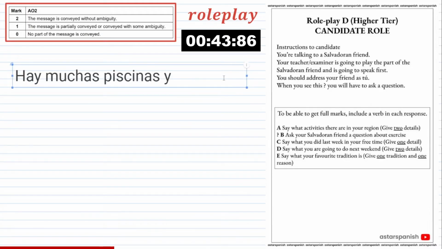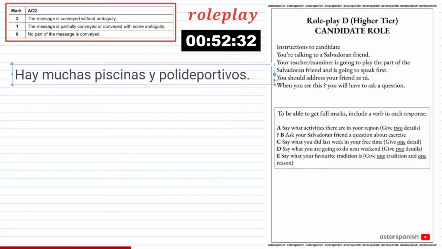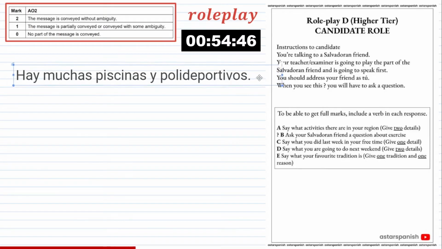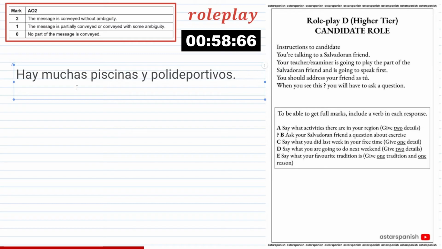Another activity, let's say sports centers, so polideportivos. So hay muchas piscinas y polideportivos, and that itself would get you both marks for the first bullet point. You've given 2 details, and you have said what activities there are in your region using the verb hay.